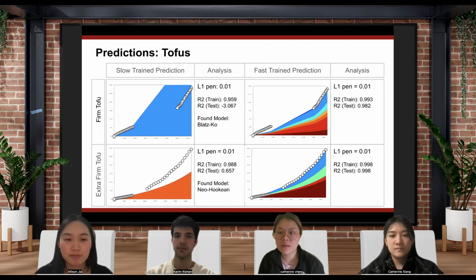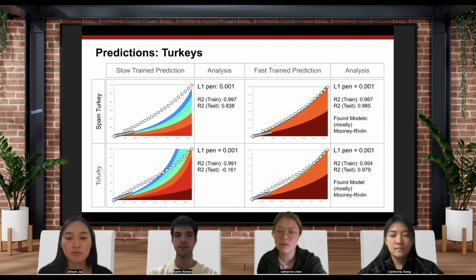We trained models separately on slow and fast data, then tested them on slow, fast, and combined data sets. The R-squared train shows prediction performance on the associated training data, while R-squared test reflects prediction on combined data. As expected, models performed best on their trained data type, but performance varied on combined. We found firm tofu aligned with Blatz-Ko and extra firm tofu with Neo-Hookean for slow trained predictions on combined data.